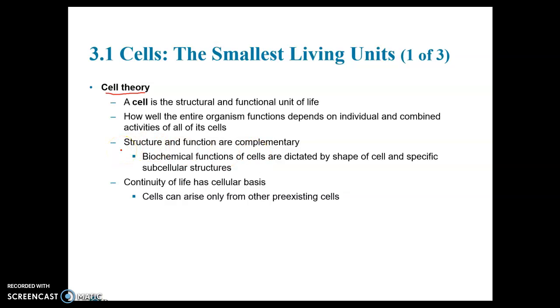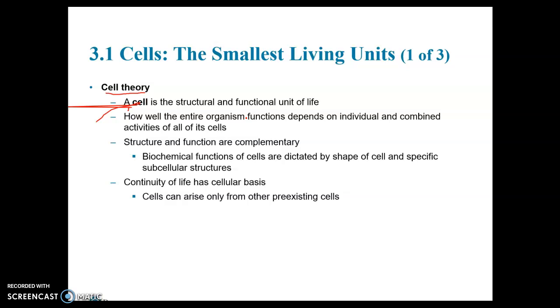The first component of the cell theory is the cell is the structural and functional unit of life. A cell is the basic unit of life, is another way to say that. The second component says how well the entire organism functions depends on individual and combined activities of all of its cells. And then the third component, structure and function are complementary, so that principle of complementarity, like we have with anatomy and physiology. Anatomy and physiology are complementary to each other. Is another way to say it, is structure and function are complementary.